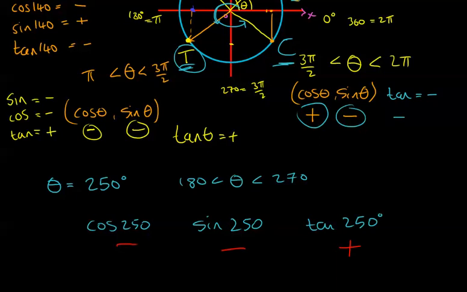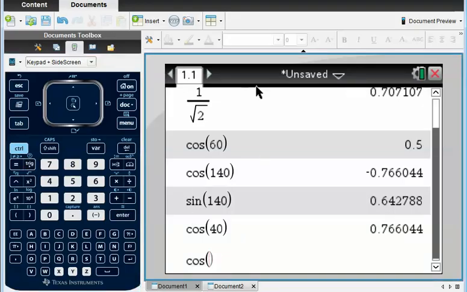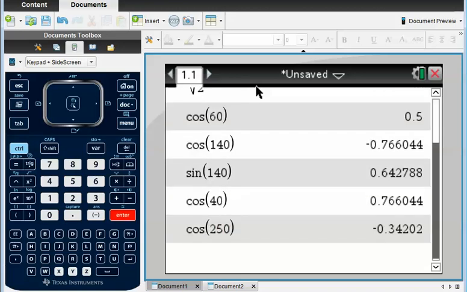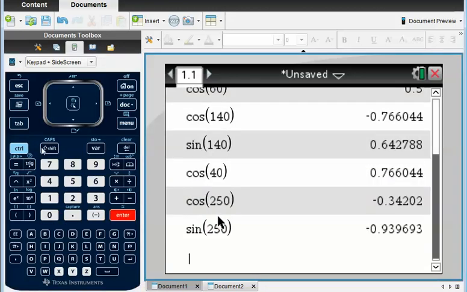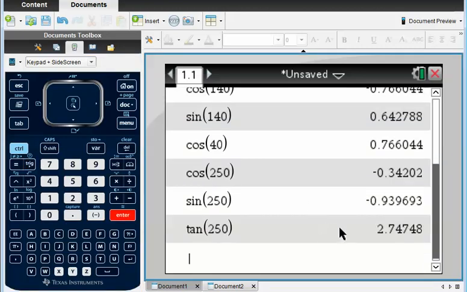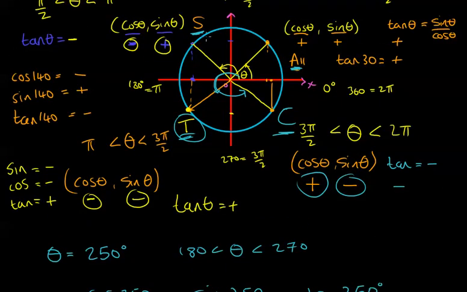So let's just check that. Cos of 250 is minus, and sine of 250 is also minus, but tan of 250 is a positive number. And there you go. So remember All Silly Turtles Crawl to remember which one's which. They're all positive here. Only sine is positive here. Only tan is positive here, and only cosine is positive here.